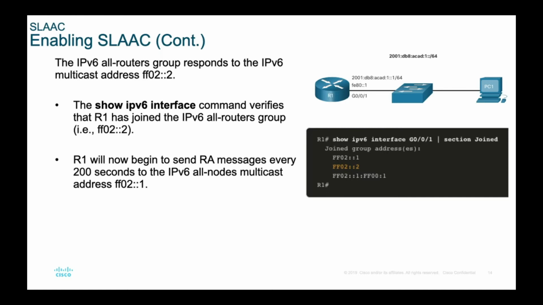Show IP interface. So if you have FF02, remember FF02:1 is all node, and FF02:2 is all router. So all routers join this group. So in here you have FF02:1, which is all node. The PC also has that group, but FF02:2 is for routers only. So the PC will not join this group. Whatever multicast is in this group is for routers only, not for the PC.